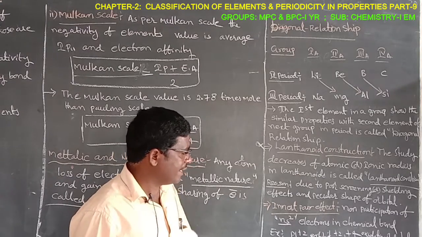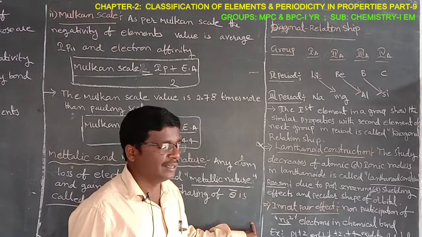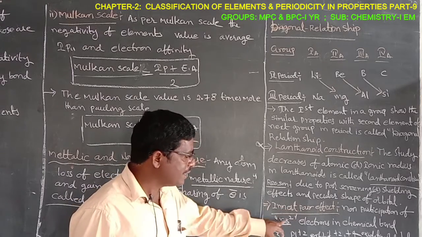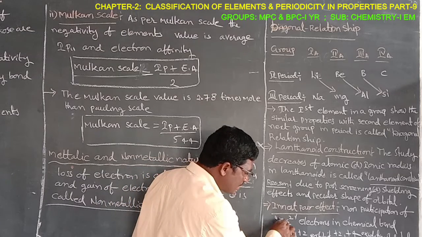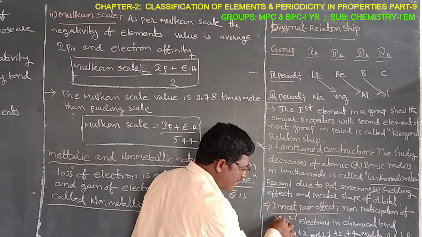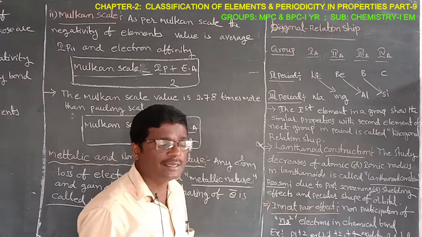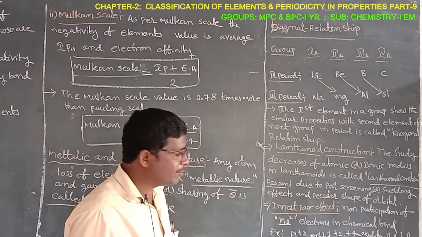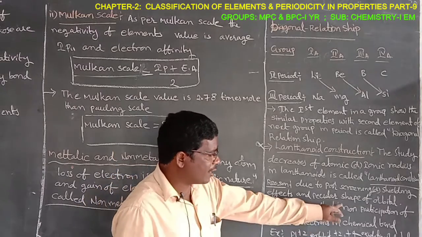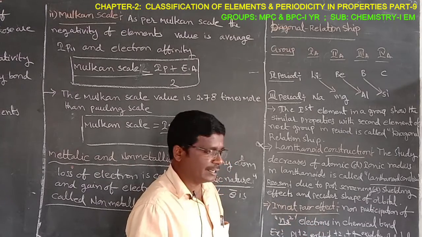The last one is the inert pair effect. What is the inert pair effect? Two marks question, very important. Non-participation of the ns2 electrons in the chemical bond. Here ns2 means the s orbital consisting of 2 electrons. Non-participation of these electrons in the chemical bond is called the inert pair effect.